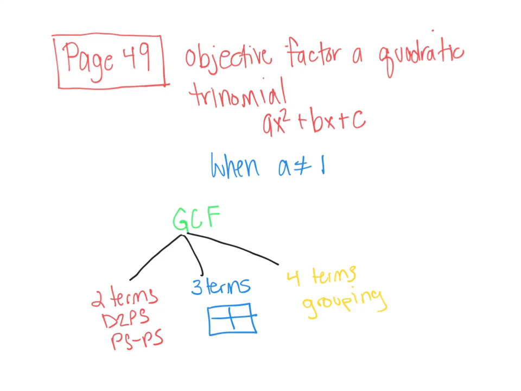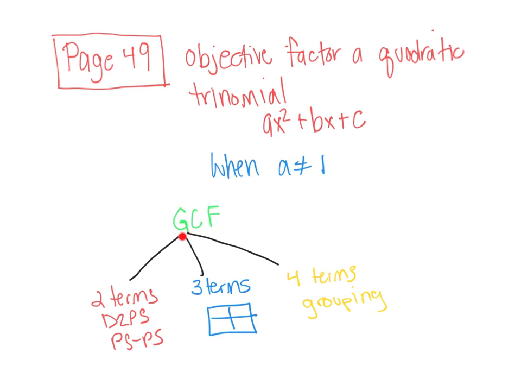All right, we are on page 49 and we're continuing along with the same objective that we're going to factor a quadratic trinomial, which is the form ax squared plus bx plus c. And once again, we're focusing on ones where a does not equal 1. And we're always letting this flow chart kind of guide us.